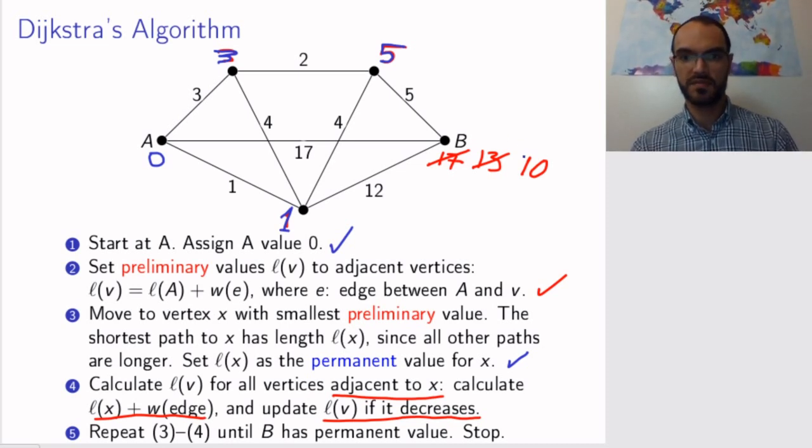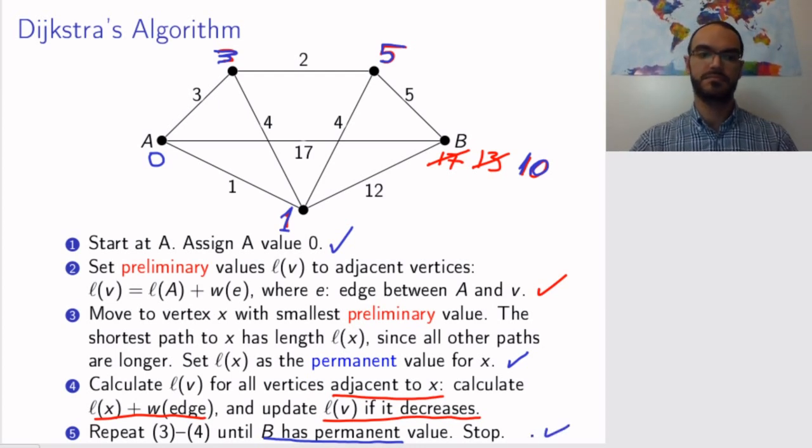Now I go to the vertex of the lowest red value. Well, there's only one here. I make it blue. I make the value permanent. And then we're done, because now I have a value for B. So when I have reached B and given B a permanent value, we are done and we stop.